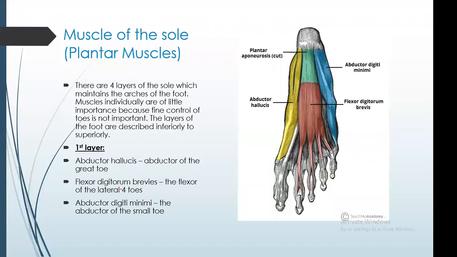The other muscle is the flexor digitorum brevis muscle. This one, the one in the brown, the flexor of the lateral four toes. Its function is to flex these four toes. And the abductor digiti minimi, which is the abductor of the small toe. This one, the one in the blue.